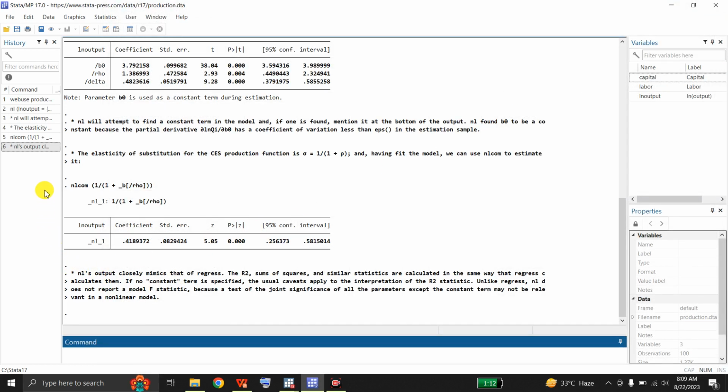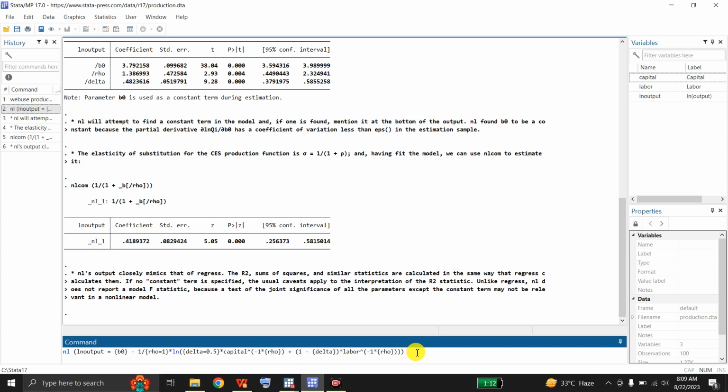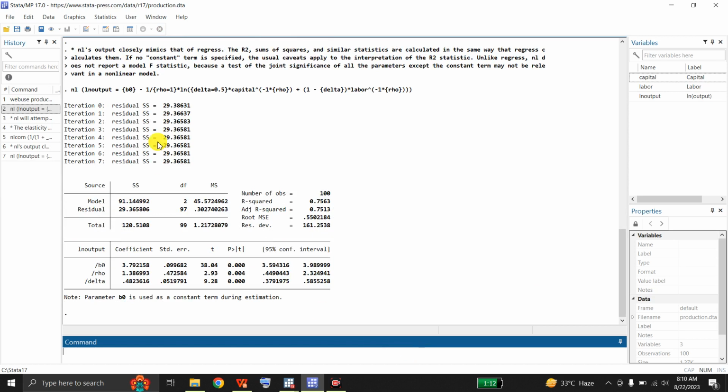So first of all, I would like to estimate this function that I just explained. So this is the command for estimating the constant elasticity of substitution. So these are the iterations. There are seven iterations, and these are the residual sum of squares. This is the analysis of variance. So this is the regression sum of squares or model sum of squares. This is the residual sum of squares. This is the total sum of squares.